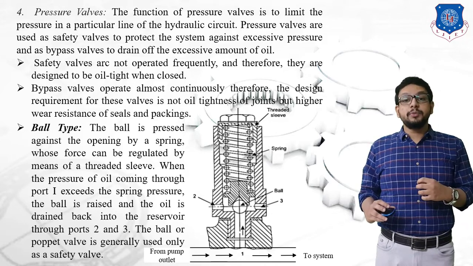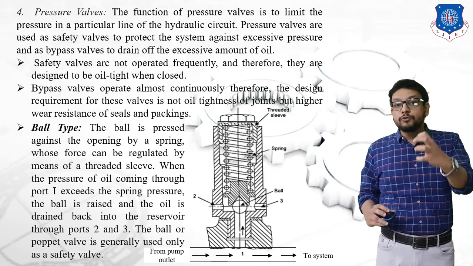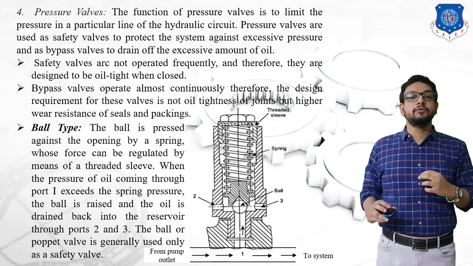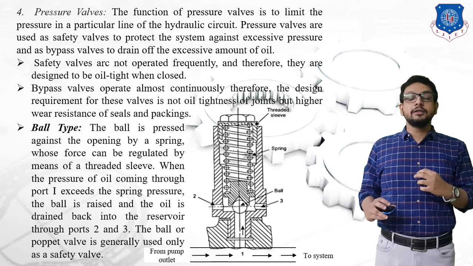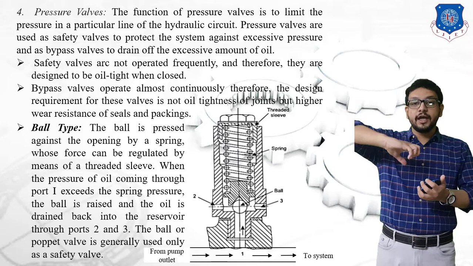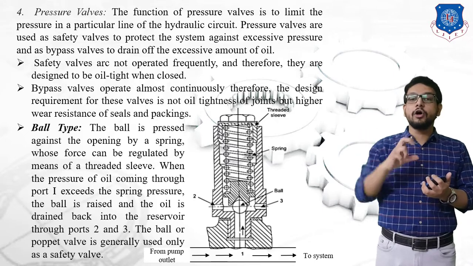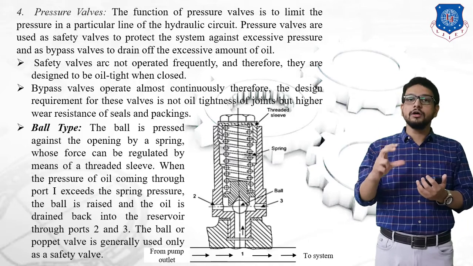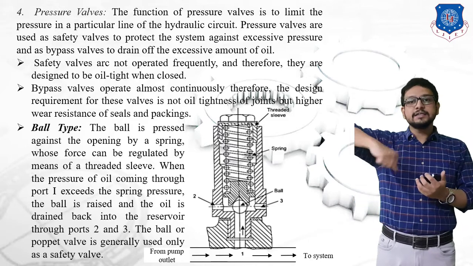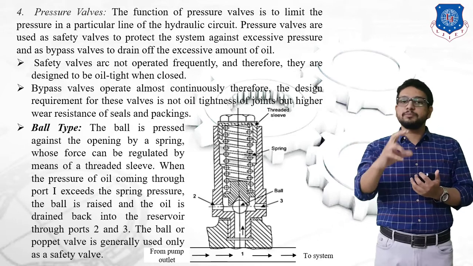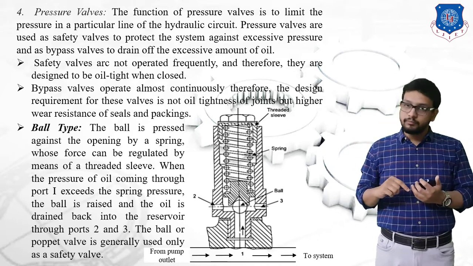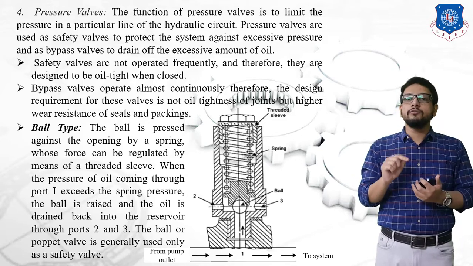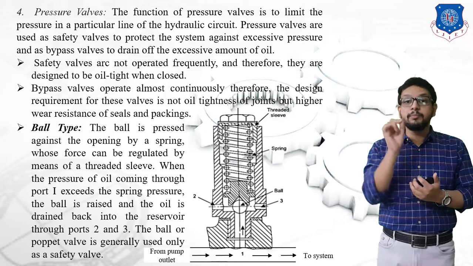Now the spring pressure, or spring force, which is exerted on the ball can be controlled by a threaded sleeve. You can see on the top side of the valve that a threaded sleeve is provided, which means we can rotate that threaded sleeve in order to tighten the spring. The higher the tightening force, the higher would be the spring force exerted on the ball. So remember that the spring force exerted on the ball will be equal to the permissible pressure limit of this hydraulic drive.